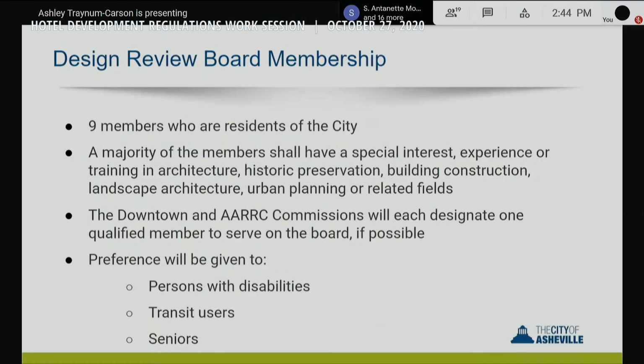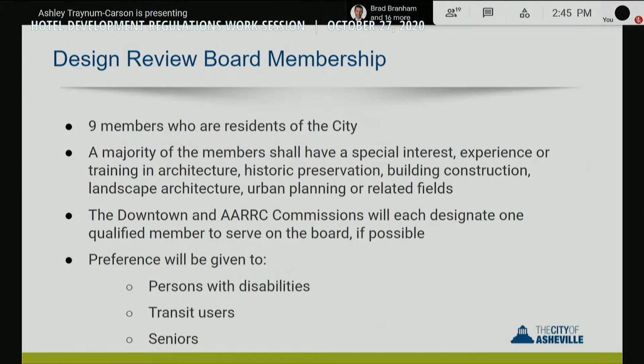This slide hopefully answers some of the questions from Councilmember Smith related to the makeup of the new design review board and its membership. Staff is recommending that the new design review board would have 9 members who are residents of the city, and that a majority of the members shall have a special interest, experience, or training in architecture, historic preservation, building construction, landscape architecture, urban planning, or related fields. The intent of the membership and this recommendation for the makeup of the body is that someone who has a special interest could serve on the board.